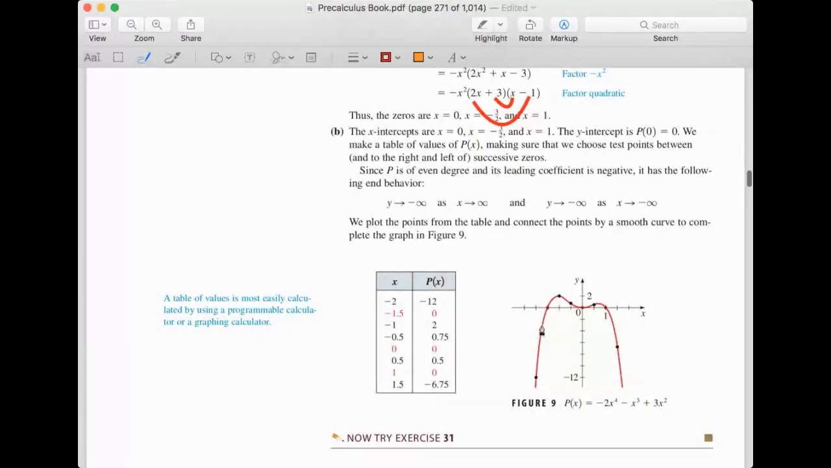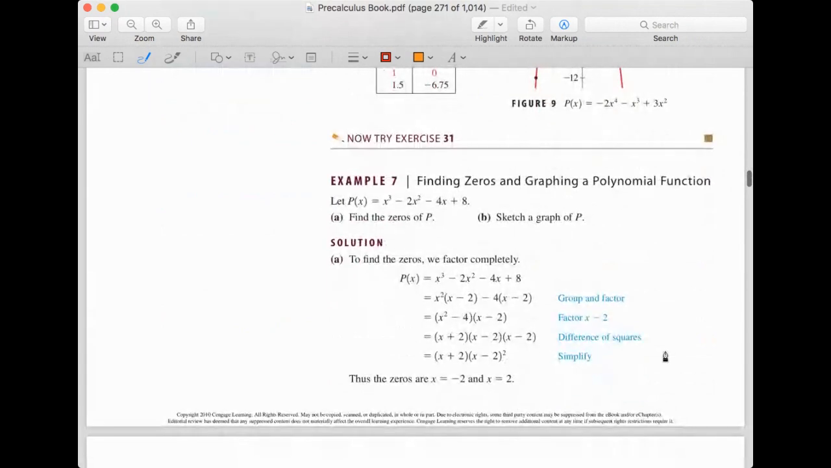Now we can give an approximate graph, right? So degree 4, both hands go in the same direction, and with the leading term being negative, both hands go downward. And we have y-intercept 0, 0. We have x-intercepts negative 3 over 2, 0, and 1, 0. So we can give a sketch of the graph like this.